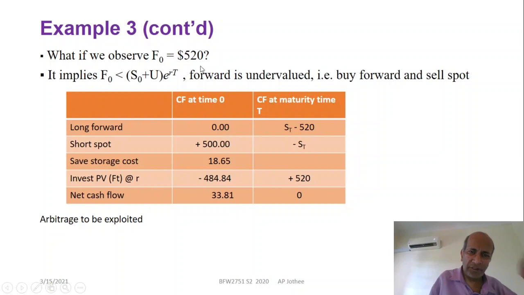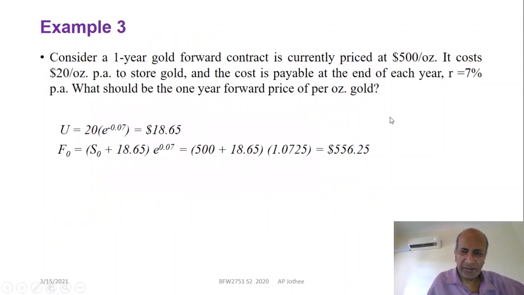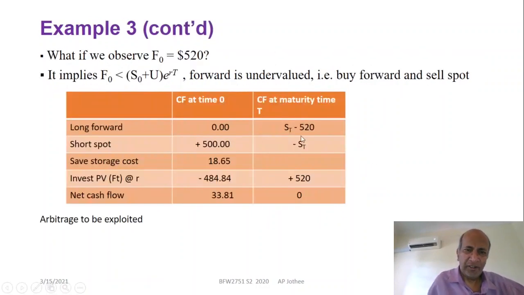Okay, if we observe F0 to be 520 instead, we already calculated earlier it's supposed to be 556.25, and if it's quoted as 520, it implies that F0 is lower than this, so the forward is undervalued. So when the forward is undervalued, what do you do? Buy the undervalued, sell the overvalued, always. So long forward, you are paying ST minus 520 here. Short the spot, you get 500. Here is minus ST. Save the storage cost because you sold it, so you are not storing it, right? $18.65 is saved here.